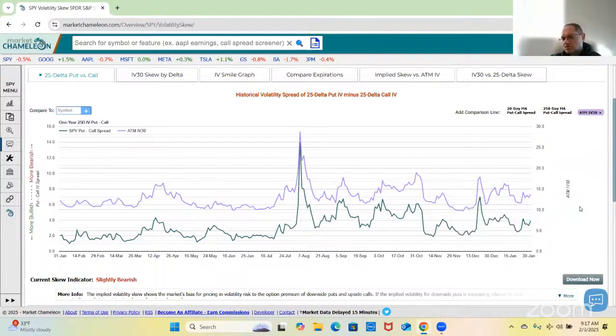The skew itself so far hasn't reflected some kind of huge demand to buy protection relative to the calls. It ticked up a little bit, but there's no big sentiment to protect positions to the downside on that wing relative to the call.